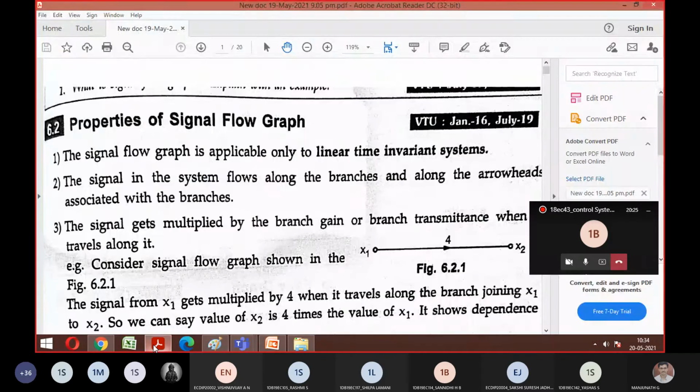Yes, sir. So that is property number one. See, I'm discussing the properties. Signal flow graph is applicable only to LTI systems. The same concept was there with respect to your block diagram also. At that time we didn't concentrate much on invariant and variant. So now I gave a clear, simple example to make you understand the meaning of time variant and invariant. Is it okay, guys? Shall I proceed?